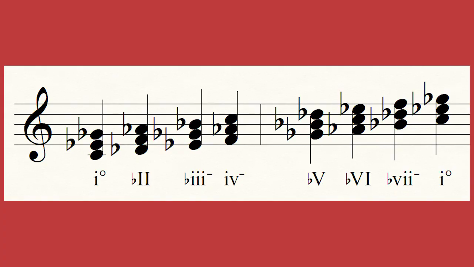Now, next scale, disgusting scale, hate it, Locrian. So next is Locrian. In this we have a 1 diminished chord, a flat 2 major chord, a flat 3 minor chord, a 4 minor chord, a flat 5 major chord, a flat 6 major chord, and a flat 7 minor chord. This one I think is a little less common to hear chords borrowed from, but you might still hear it in some songs.